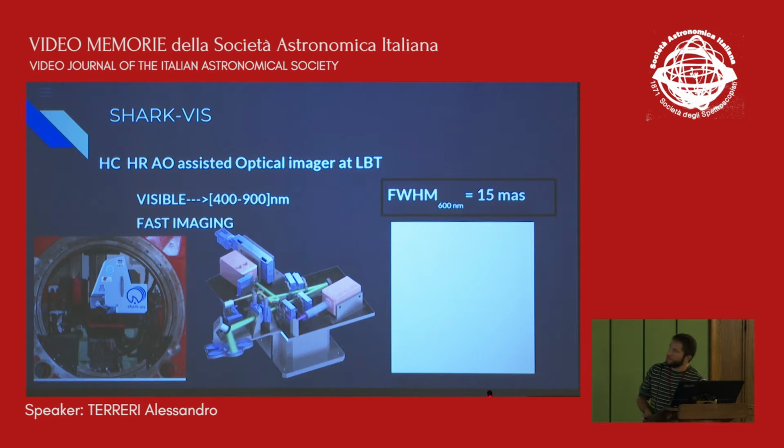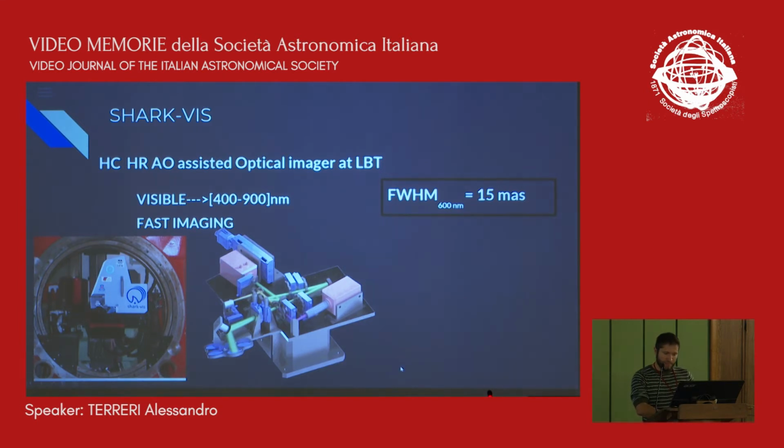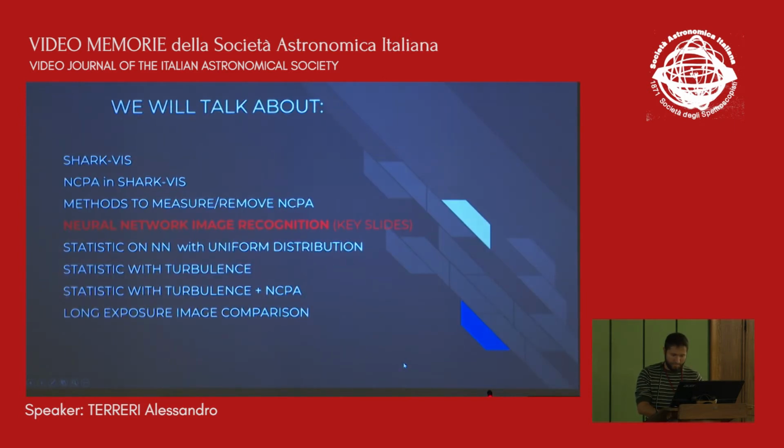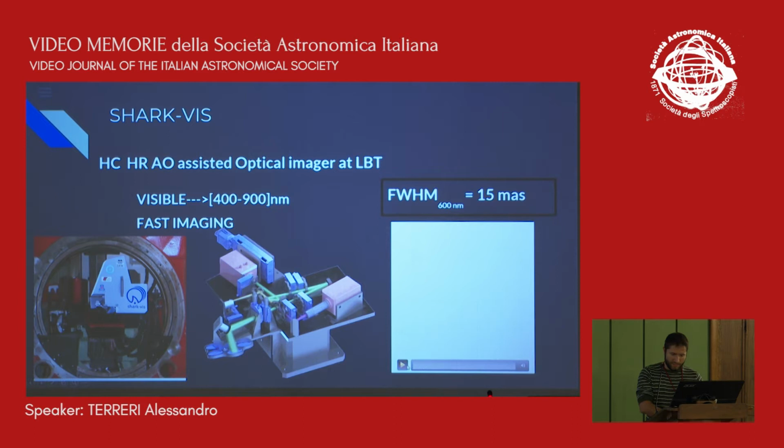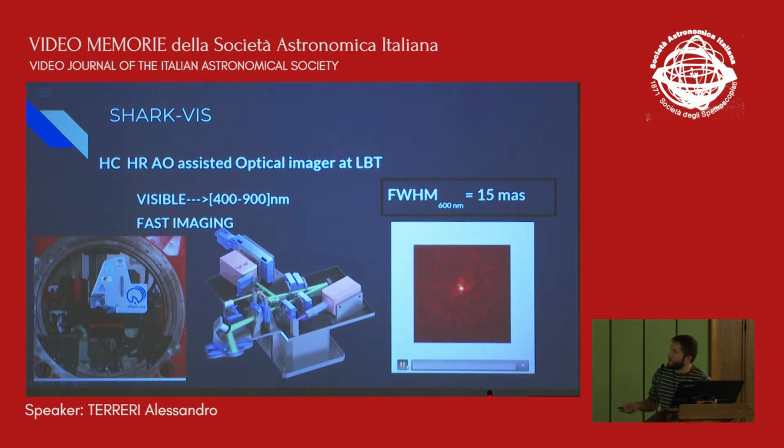SHARK-VIS is a high contrast and high resolution adaptive optics assisted optical imager at the Large Binocular Telescope, and it will work on the visible wavelengths, and it will exploit the concept of fast imaging. These are images taken at 1 kilohertz with the forerunner of SHARK-VIS at the Large Binocular Telescope.